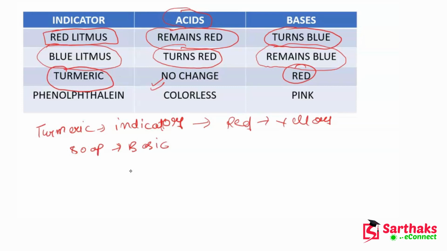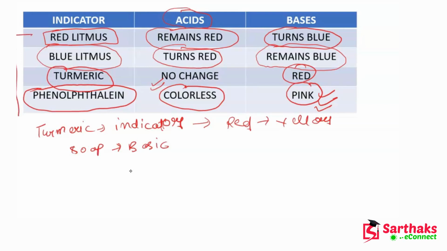Now guys, let me tell you about another type of indicator, and that is phenolphthalein. This phenolphthalein is colorless in acid, but when you mix it with a base, it will turn pink. Okay guys, so I hope these four indicators are understood by you.